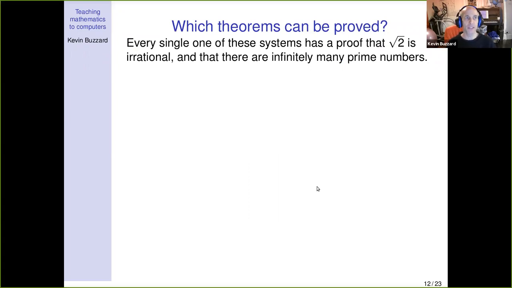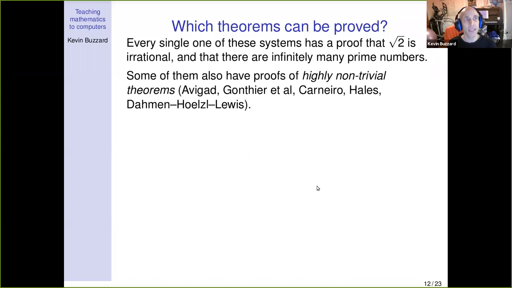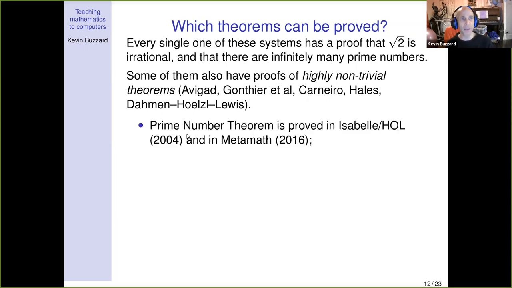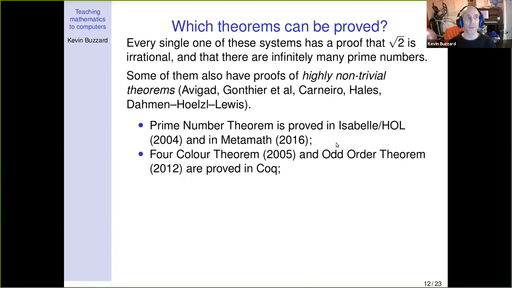So every single one of these systems has got basic mathematical theorems in. But more and more, we're beginning to see highly non-trivial theorems. So on this slide, I'm going to show you some really difficult mathematical theorems that have been checked by these computer proof systems. So the prime number theorem, a very famous theorem proved just over 100 years ago, is about how many prime numbers there are less than n. The number of prime numbers less than n is n over log n. And this has been verified in two systems.